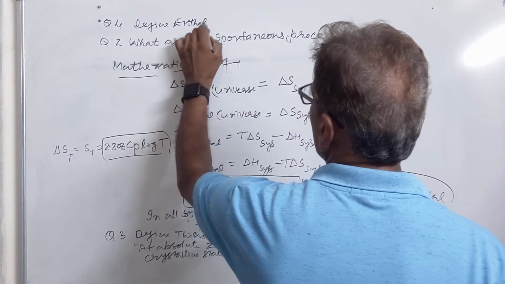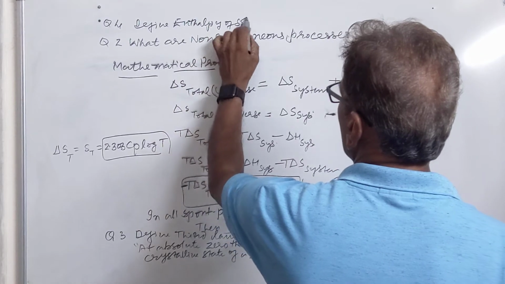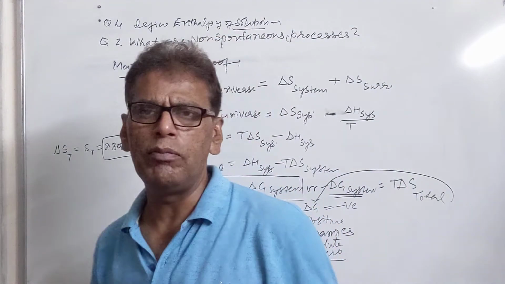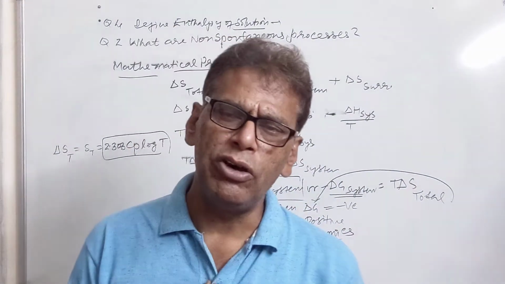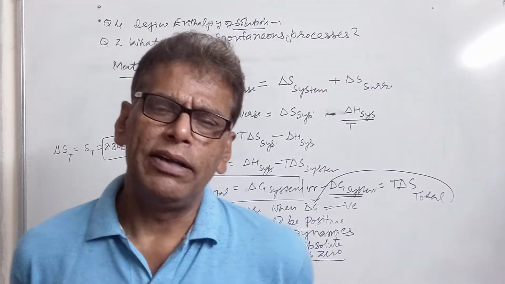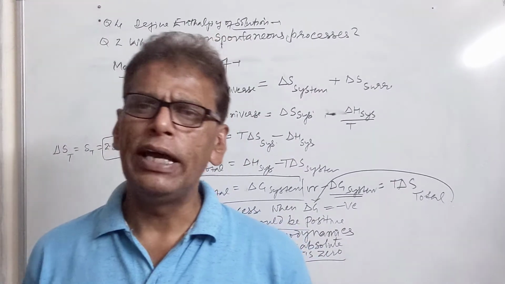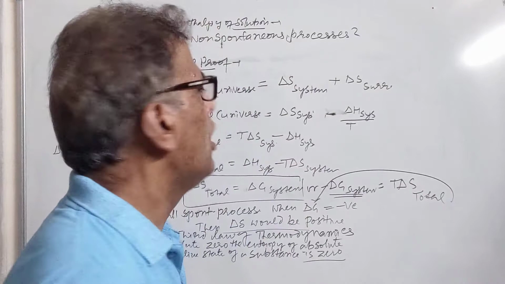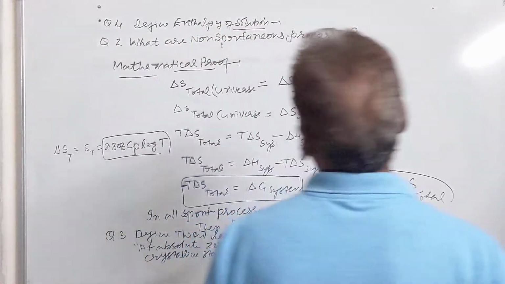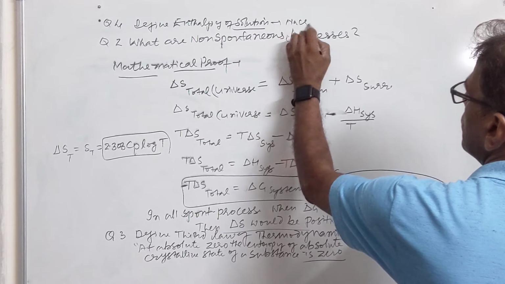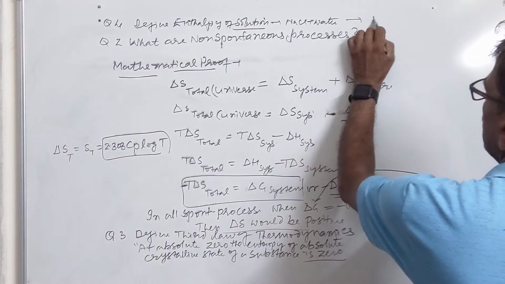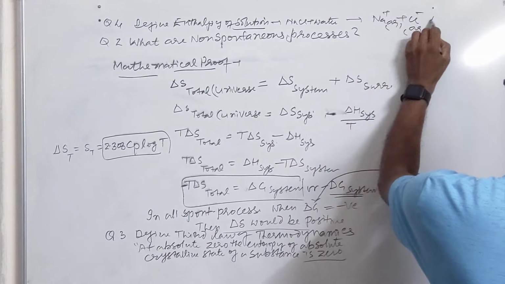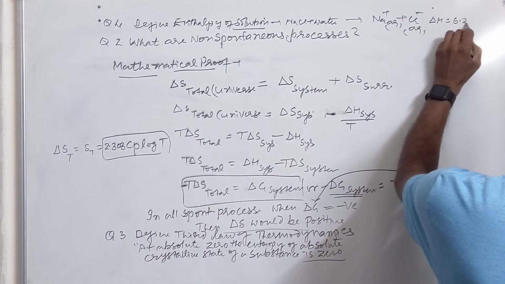enthalpy of solution. So enthalpy of solution is defined as the enthalpy change when 1 mole of the substance is dissolved in excess of the solvent, so that further dilution does not produce any change in the enthalpy or heat. That's why this is called enthalpy of solution. When 1 mole of NaCl is dissolved in water, we get NaCl aqueous. Then delta H in this case is about 6.2 kilojoule per mole.